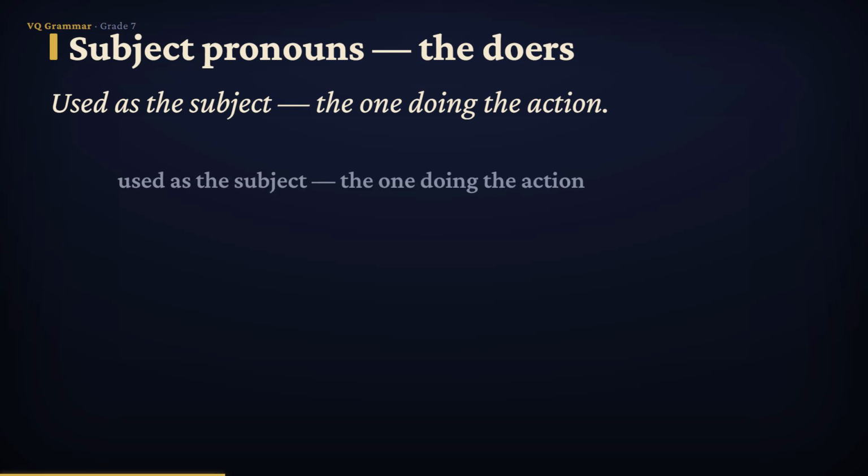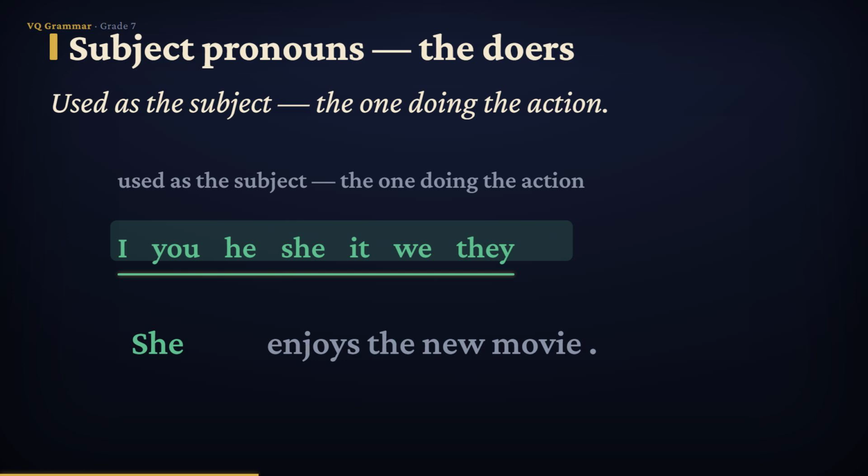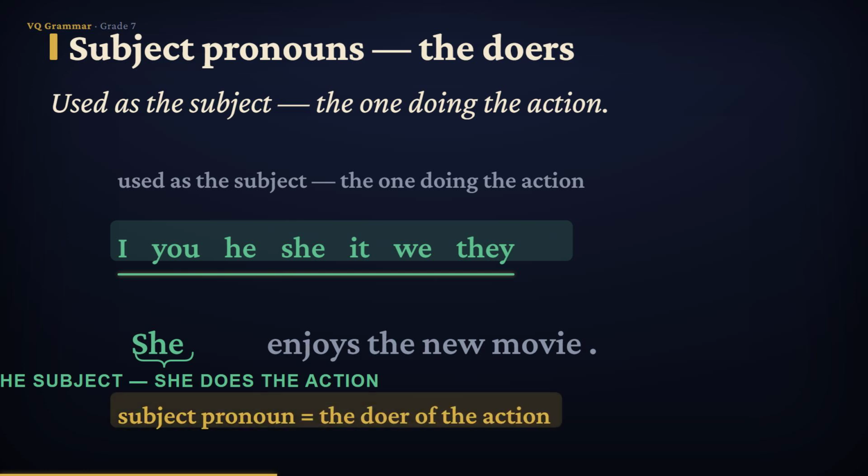A subject pronoun is used as the subject of a sentence, the one doing the action. Here are all 7. I, you, he, she, it, we, and they. Watch one at work. She enjoys the new movie. The word she is the subject. She is the one doing the enjoying. Whenever a pronoun is the doer, you reach for a subject pronoun.